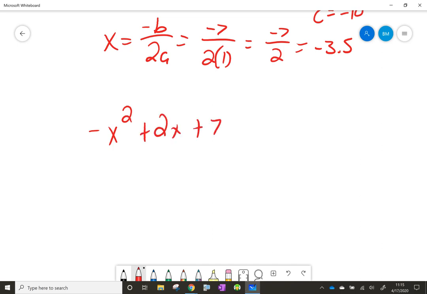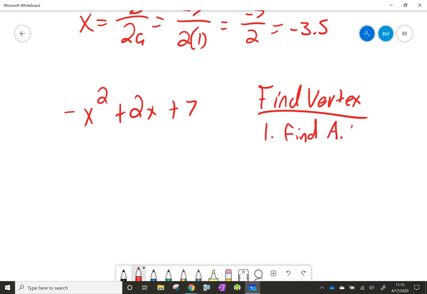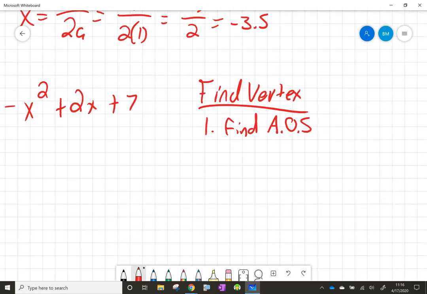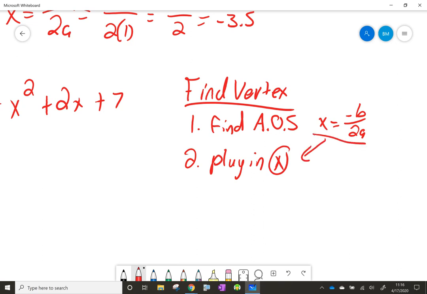The vertex is found through kind of a two-step process, okay? So to find the vertex, you're going to need to first find the AOS. This stands for axis of symmetry. I just didn't want to write it all out. Of course, that requires the use of a formula that we talked about previously, negative b over 2a. And the second thing is plug in x, the x value that you're getting from the axis of symmetry.